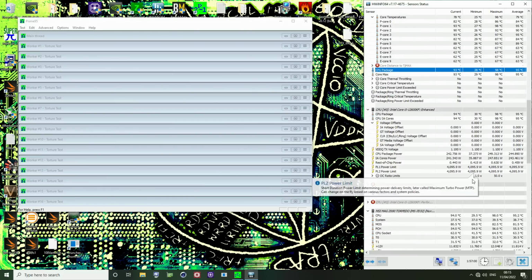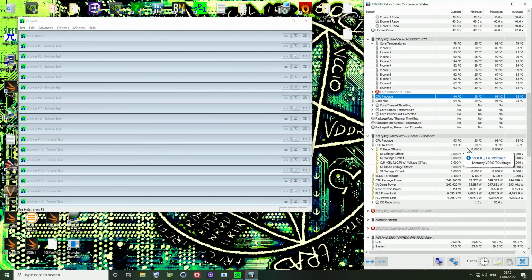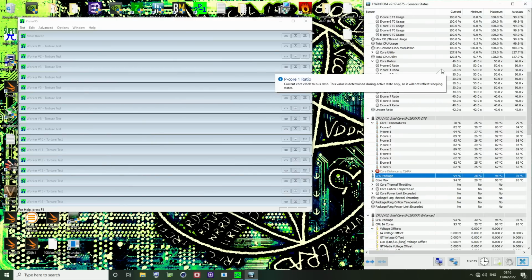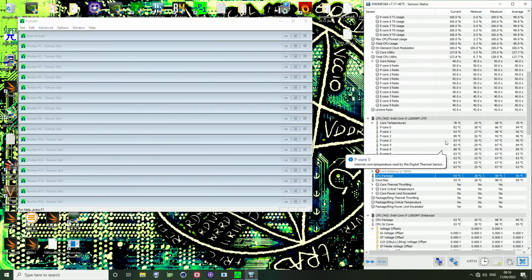I even went and raised the thermal throttle limit to see if more voltage would perhaps help. No, more voltage does not. This is maxed out. I've tried all the way up to 1.42 volts, and it just doesn't make a difference. This is very much limited by the cooling setup here.